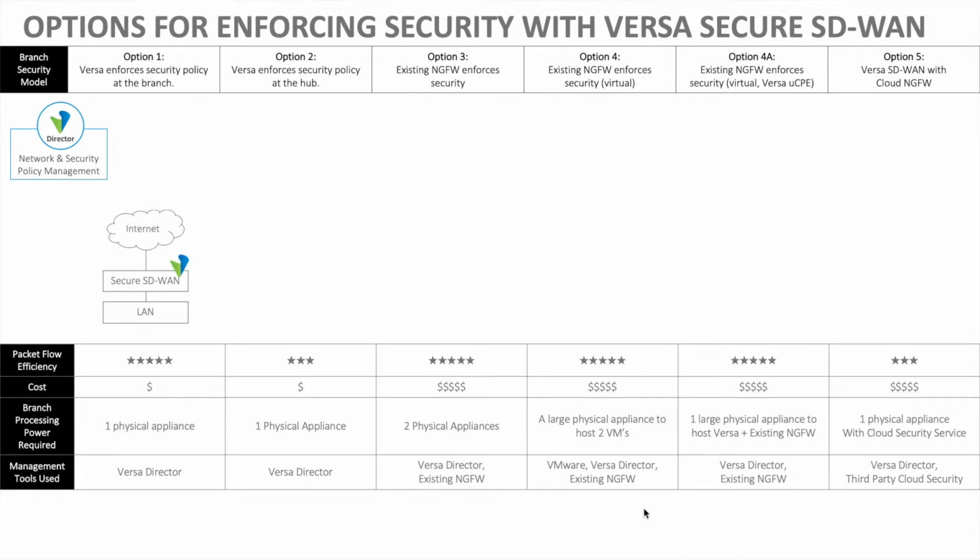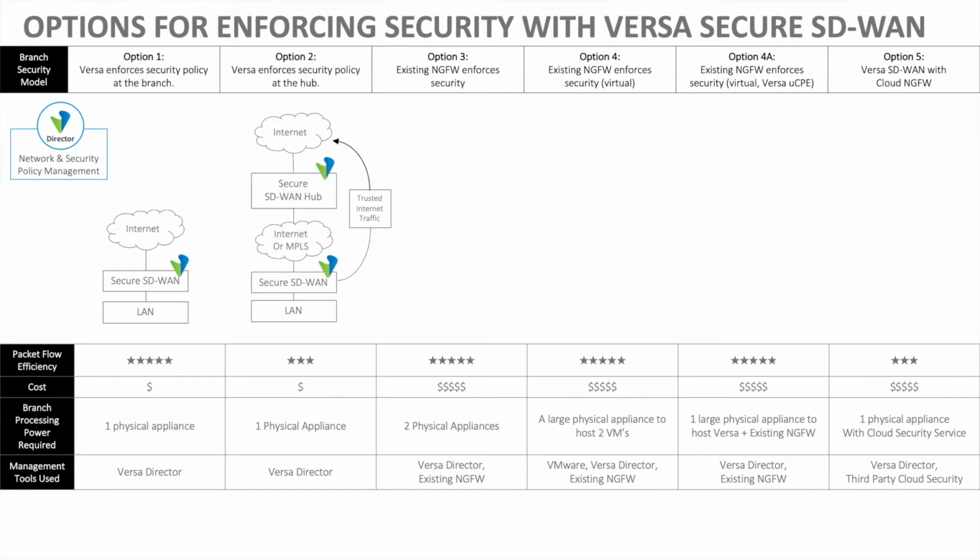Option 1 is we'd have a site, we'd have our LAN infrastructure, we'd have the Versa node performing SD-WAN functions and also enforcing your security policy right at the branch. Option 2 is similar to option 1, so it's all Versa. We have Versa secure SD-WAN nodes in all our branches. We have central Versa secure SD-WAN hubs in a hub location or a data center. In this configuration, we maybe have just a simple, lightweight SD-WAN config in the branch. And basically in the hub, we then have all our security policy enforcement back in the hub location. So this is another option.